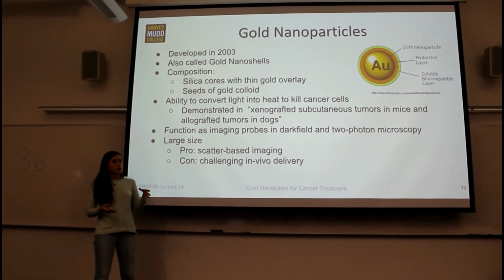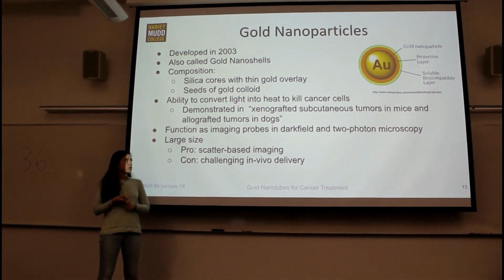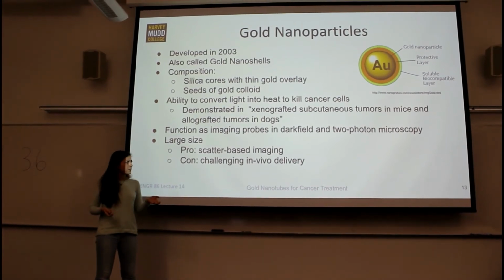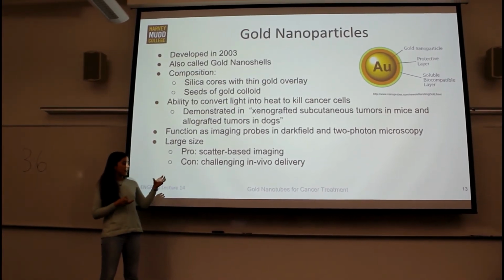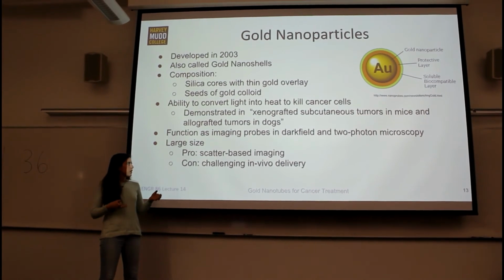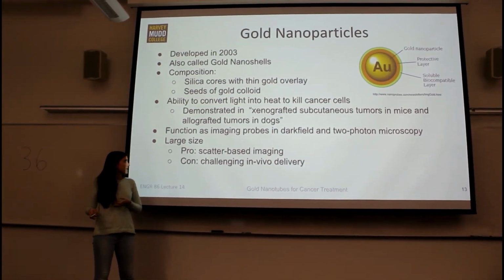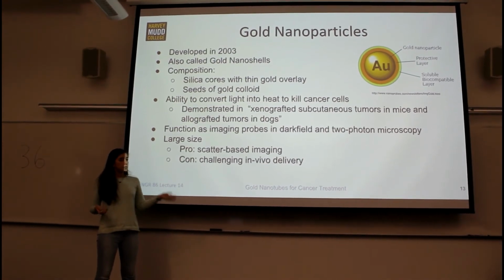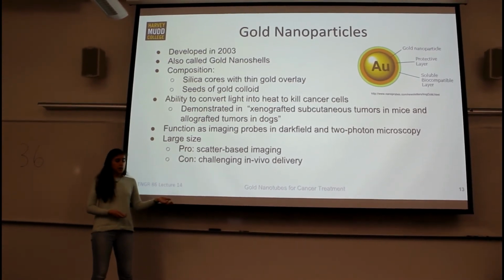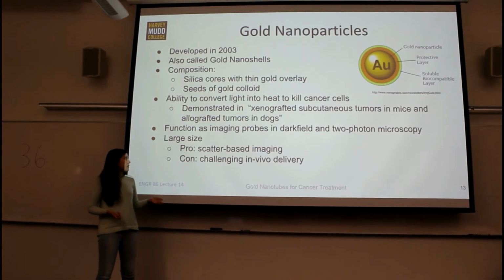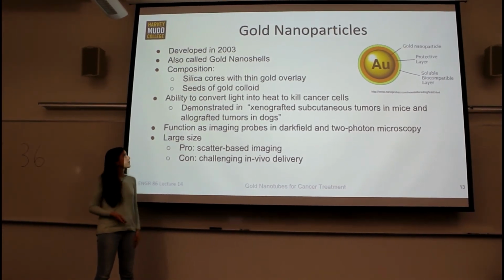And they can also function as imaging probes in dark field and 2-photon microscopy because they add contrast to the microscopy itself. However, they are of a large size, larger than nanorods, and this is good for the scatter-based imaging because they add that contrast, but it's not as good for in vivo delivery.